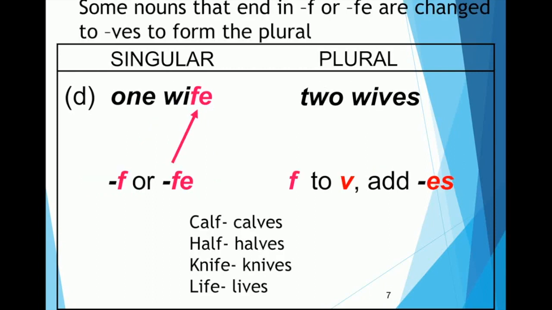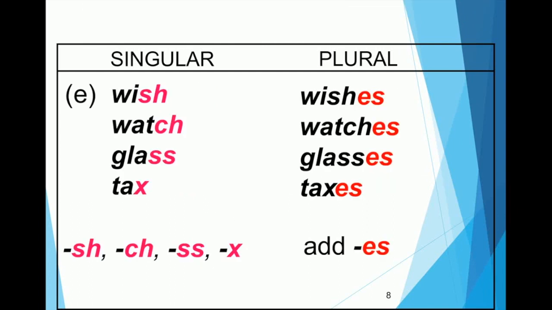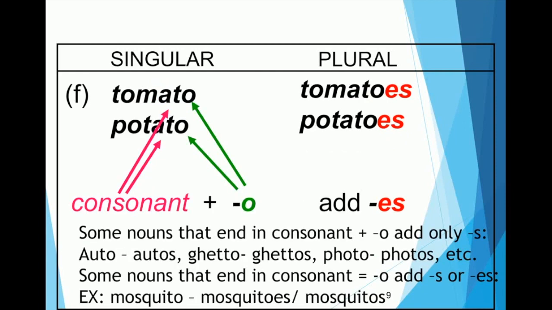Some nouns that end in f or fe are changed to ves to form the plural. One wife, two wives. Other words are calf, calves, half, halves, knife, knives, life, lives. For nouns that end in sh, ch, ss, and x, you need to add es to form the plural. Wish, wishes. Watch, watches. Glass, glasses. Tax, taxes.